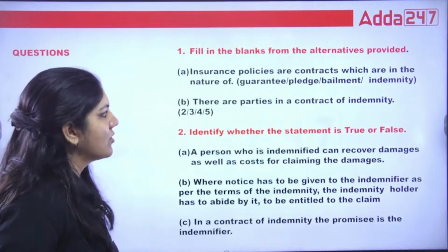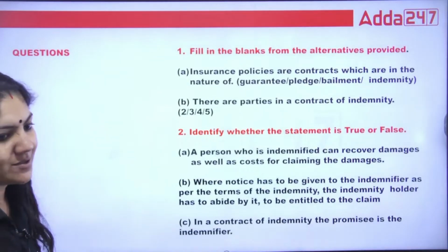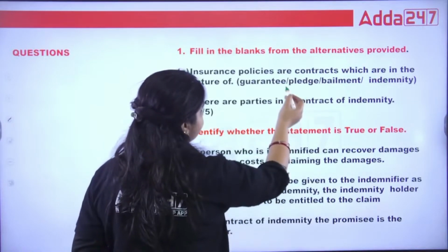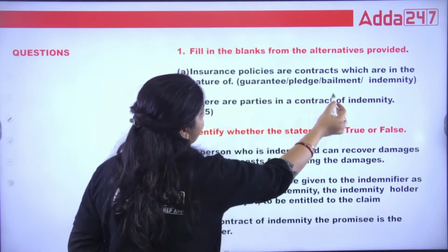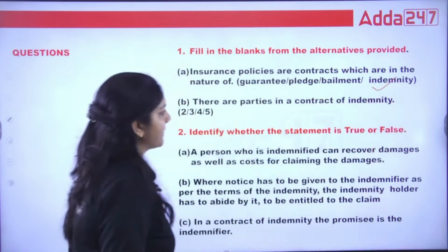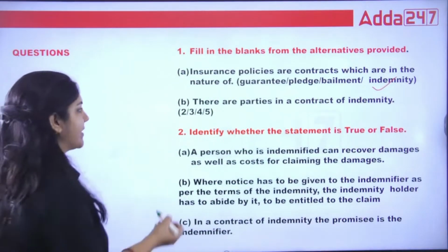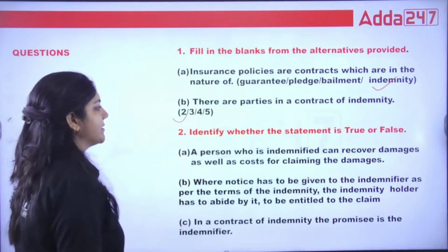Okay, let's do the questions. Contracts which are in the nature of insurance policy. So insurance policy, class, is always in the nature of indemnity. This is the right answer. How many parties are there in the contract of indemnity? So guys, there are 2 parties in a contract of indemnity.